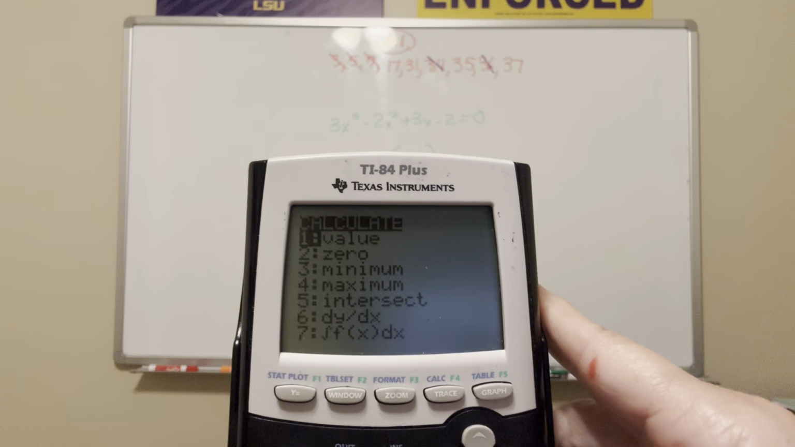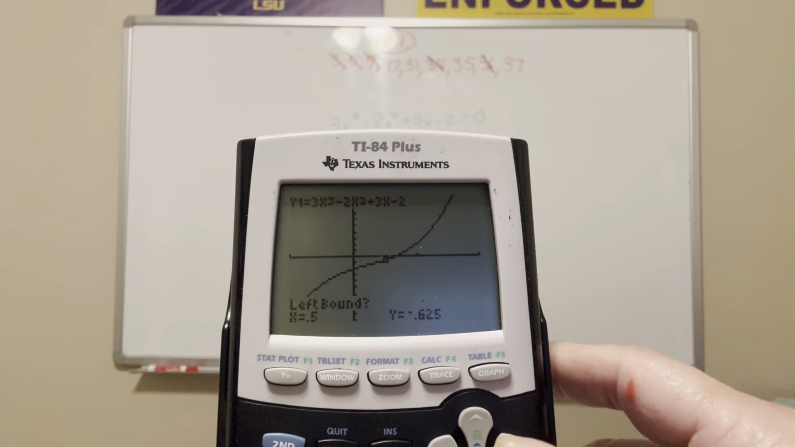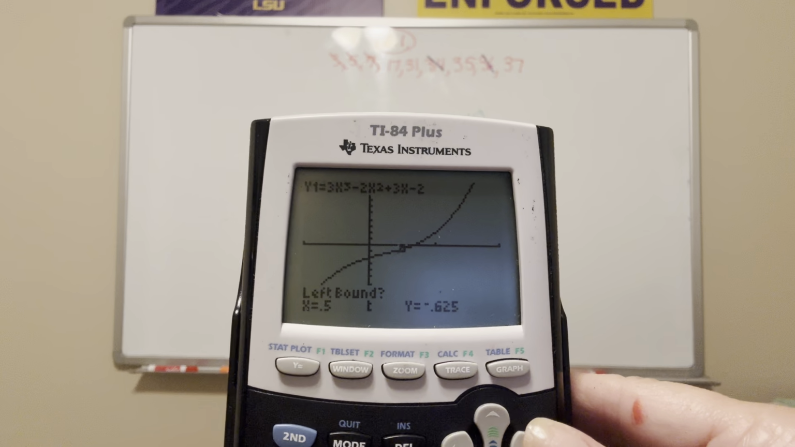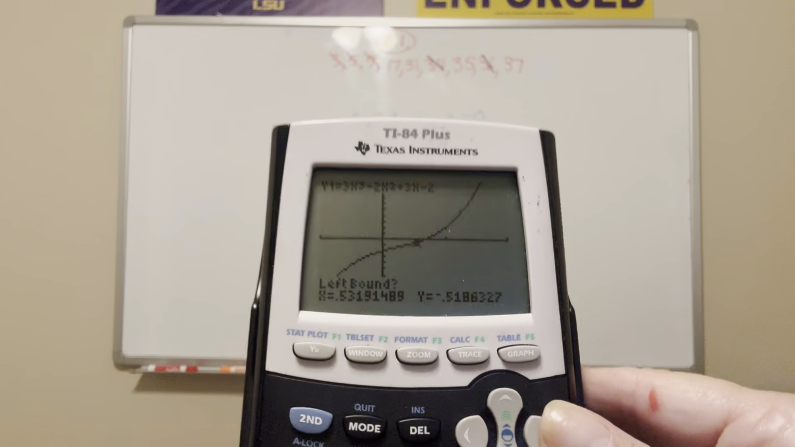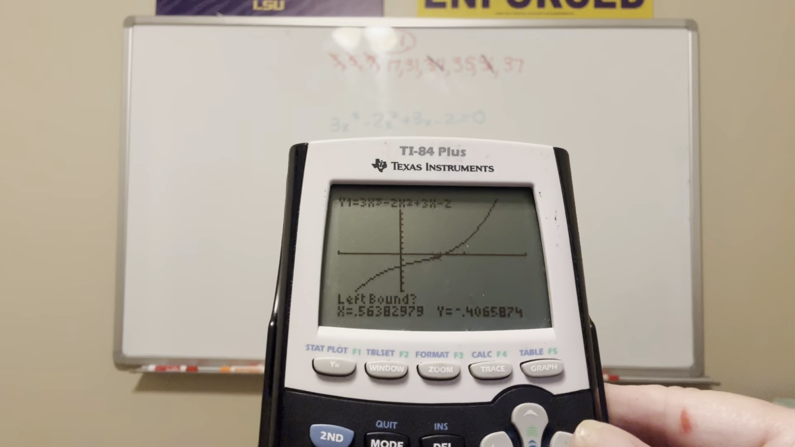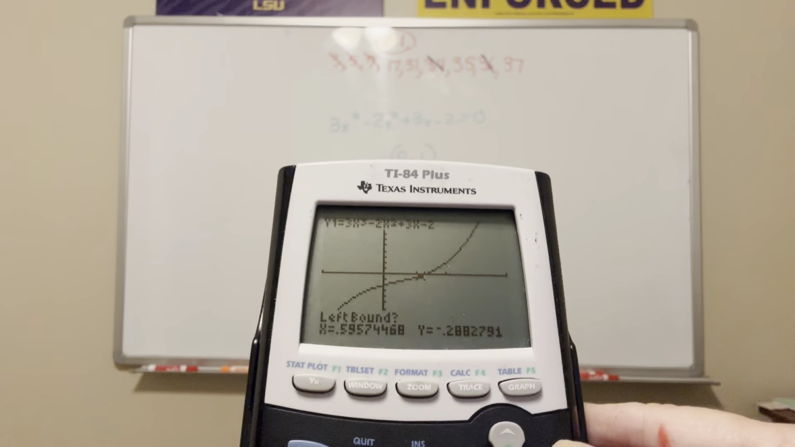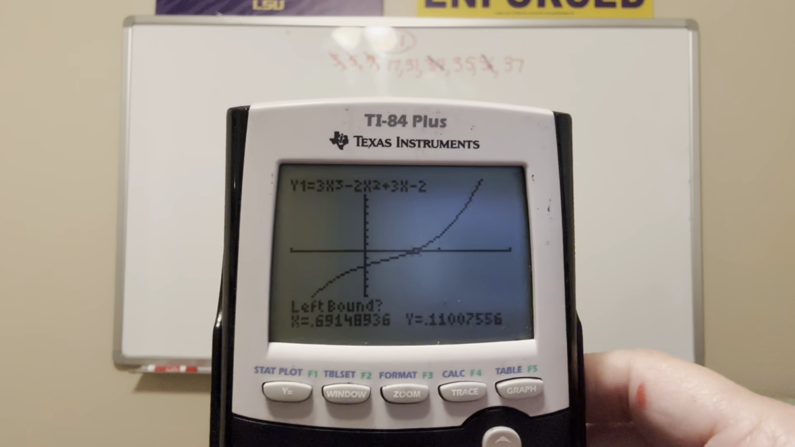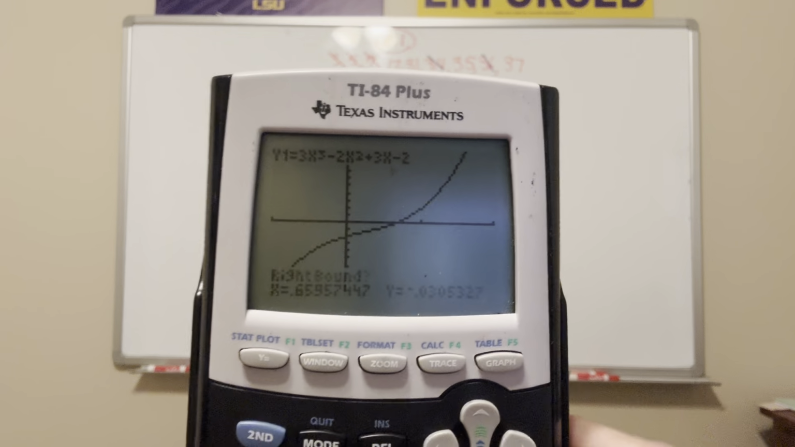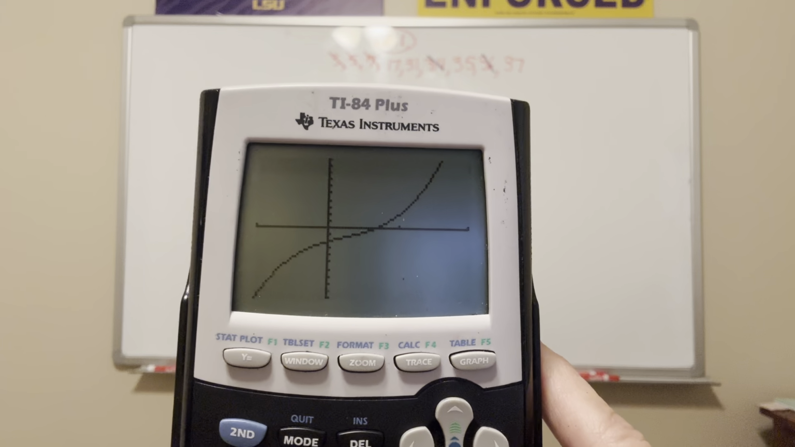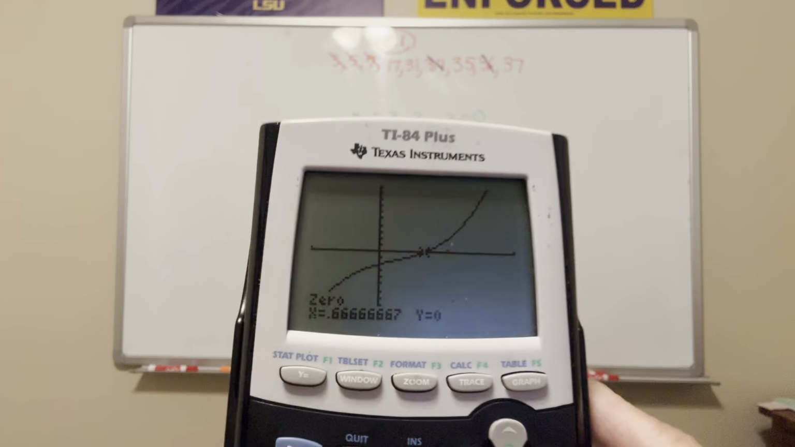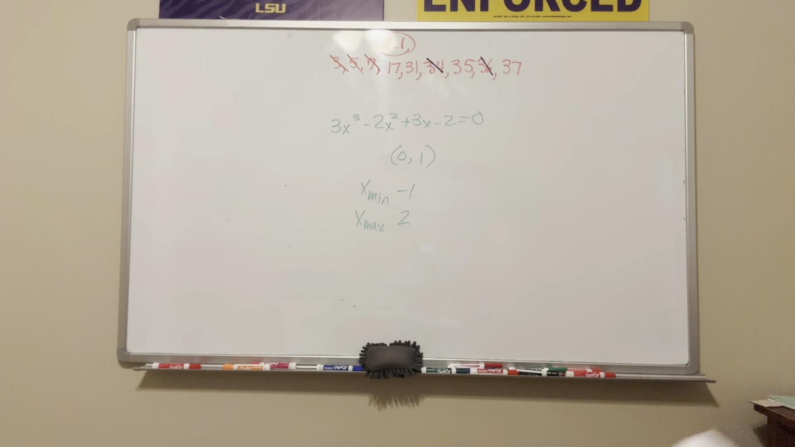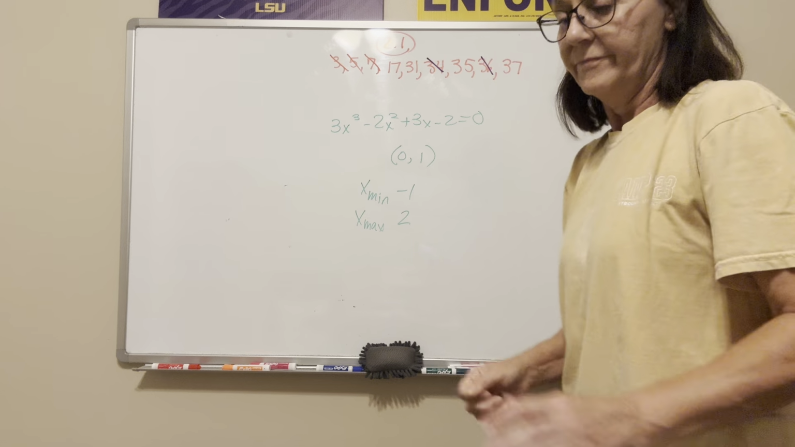Second trace, 0. Okay, my cursor is right there. Y is negative. When I move it to the right, y is still negative. Negative, negative, because my window, it jumped to positive. So I'm going to go back 1. It's negative. I'm going to go right one. It's positive. Hit enter. Okay, x is 0.6666 repeat. So x is 2/3. That's the solution.